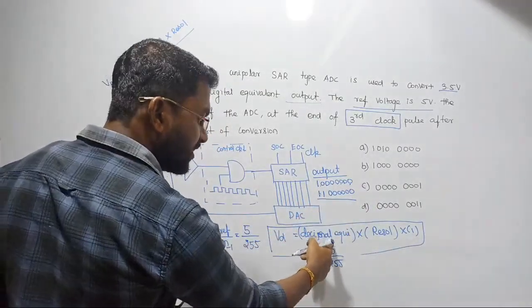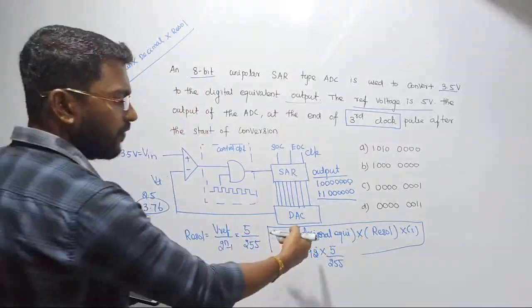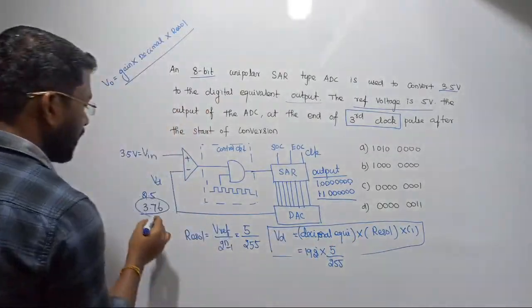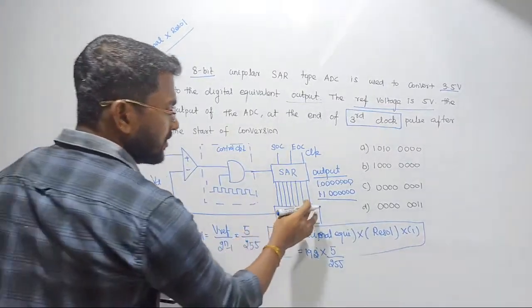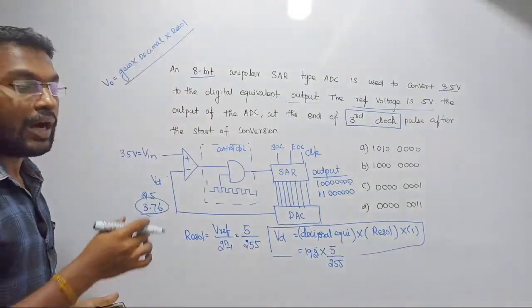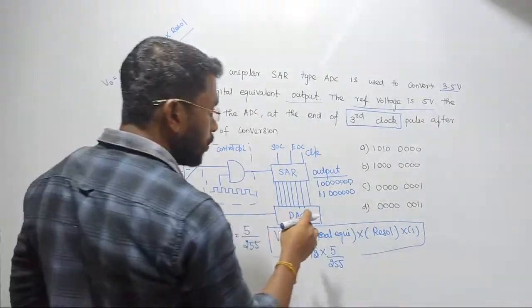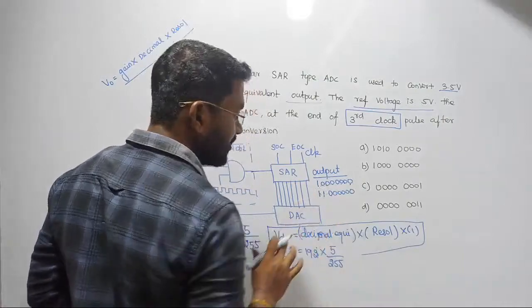So 192 into the same resolution. The resolution won't be changed. That is 5 by 255. So I am getting 3.76. Again, if I compare these two, the condition is invalid. If your data is invalid, once again we have to reset the data, right? Resetting the data means take the previous data, right?